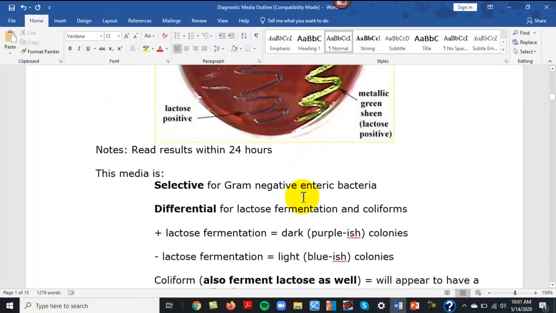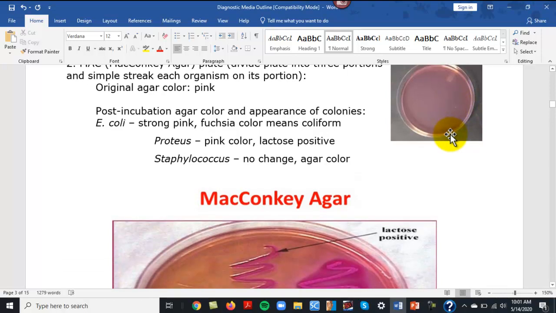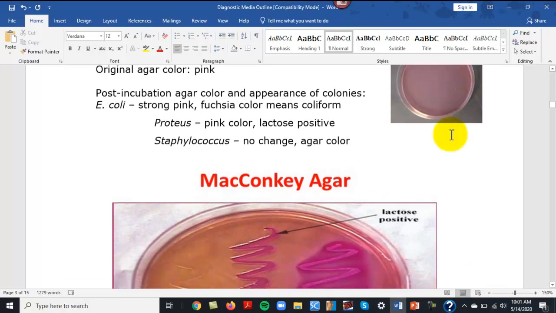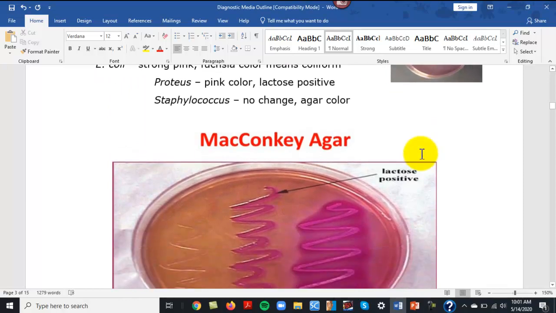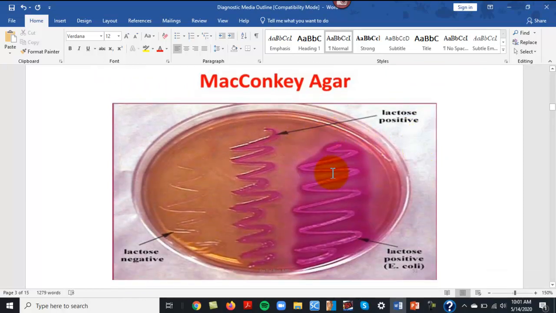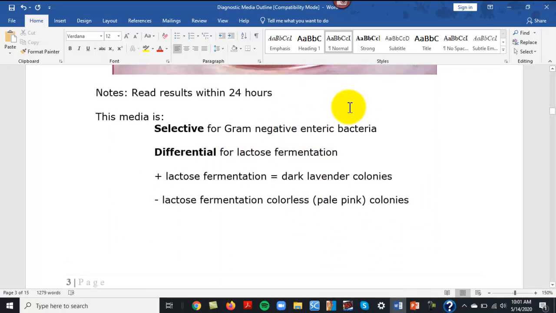So let's go to the next one. This is MAC, or what is called MacConkey Agar. It looks like this when it's sterile. It's kind of a pinkish color like that. You don't really have to know the original color. You have to be able to tell what's a positive and what's a negative for the test. MacConkey Agar is also selective for gram-negative enteric bacteria, meaning only gram-negative bacteria in that category will grow on this. It is differential for lactose fermentation as well.